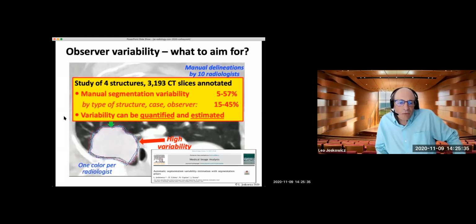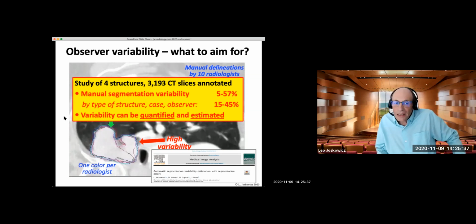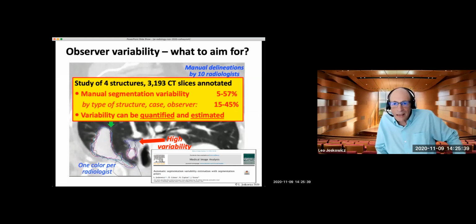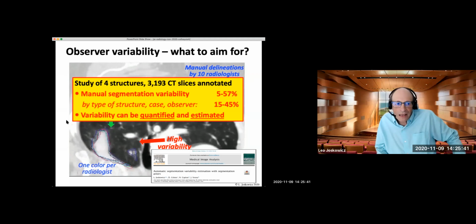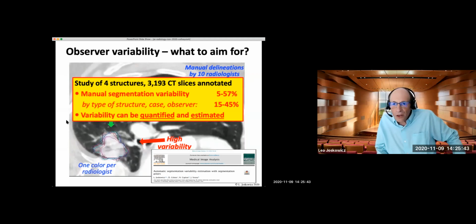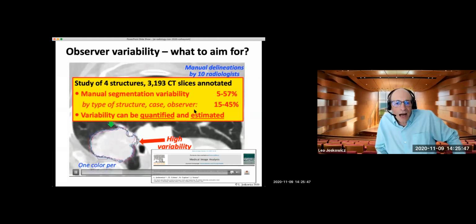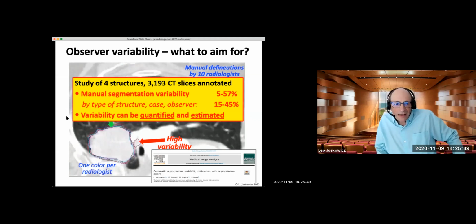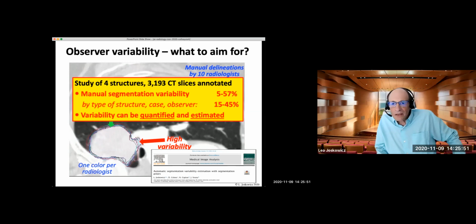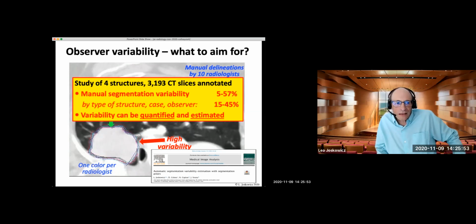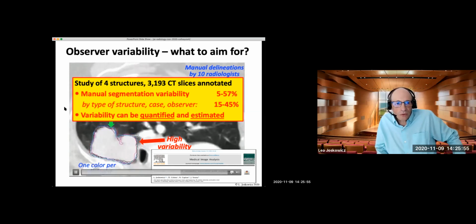In a different study, we show that this variability can be quantified and estimated. And this is a variability that can be quantified per scan and per patient. I won't go into the details of how we do that, but basically it can be done, and it's important because it sets the baseline of what you want to do.